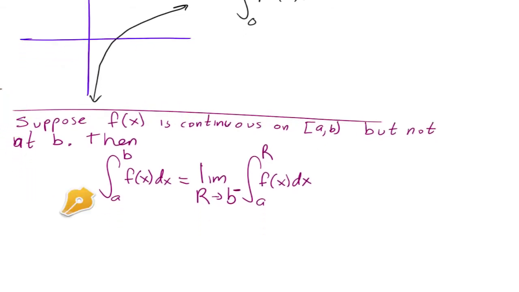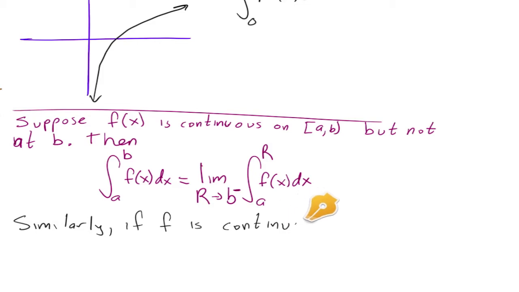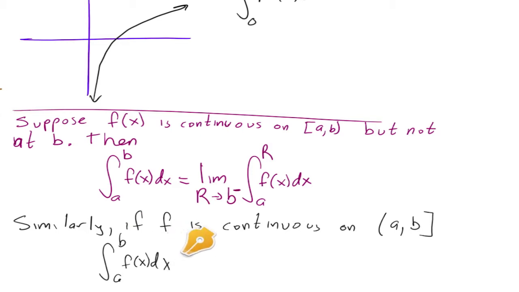So similarly, if f is continuous on the interval from a to b, but not at a, but yes at b, then the integral from a to b of f of x dx is equal to the limit as r approaches a from the right of the integral from r to b of f of x.